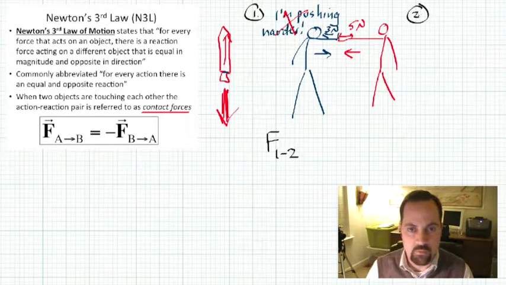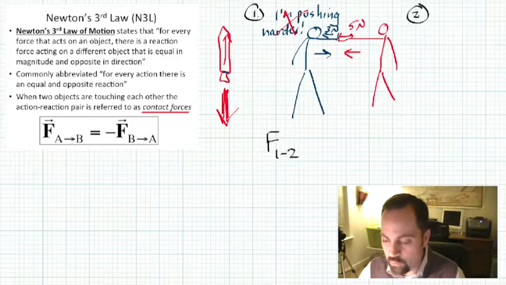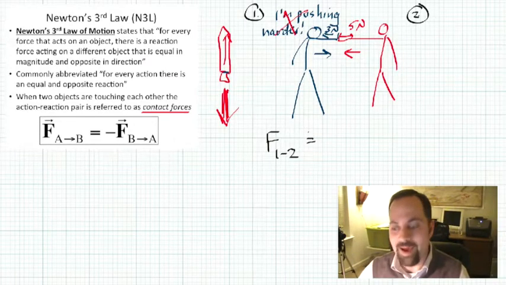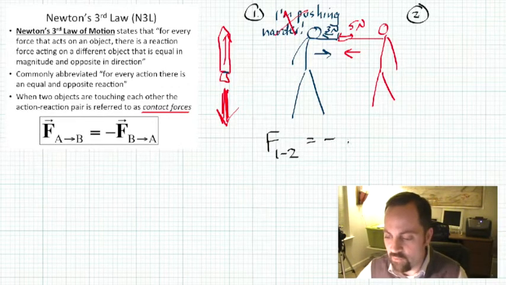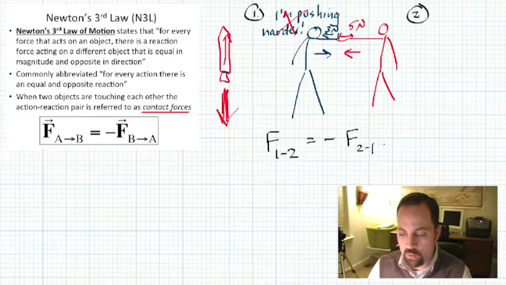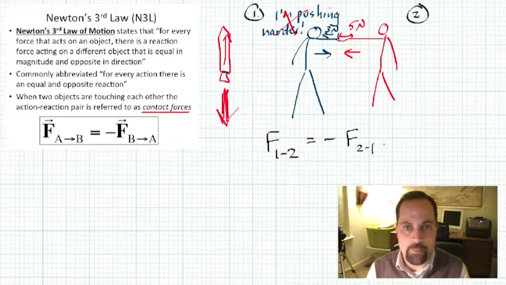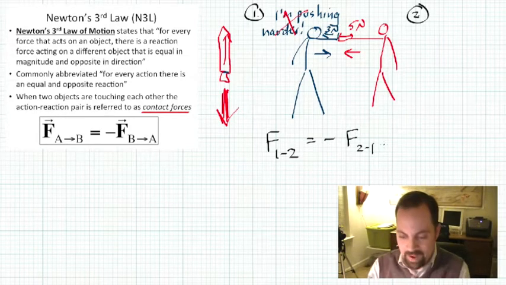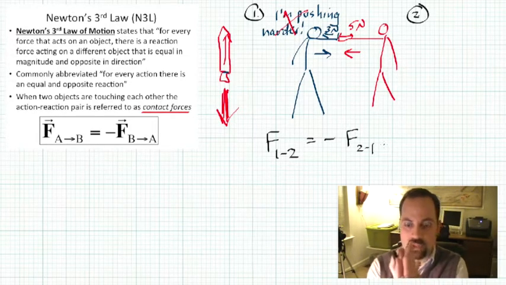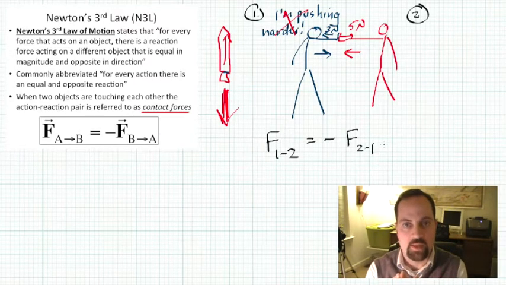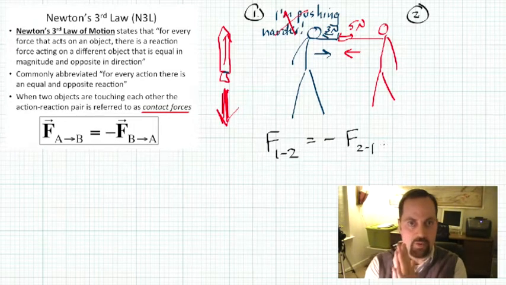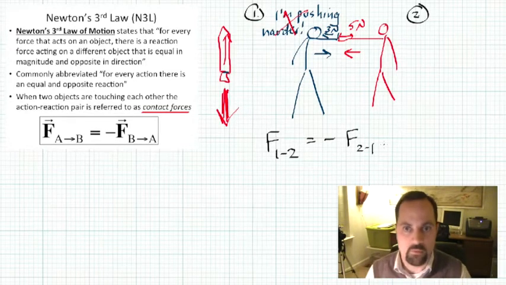The force from person one to two is equal to the opposite, or you might say the negative, of force two to one. They're going to be equal forces, but opposite in direction. That contact surface is one contact surface. You can't have two different forces on one single contact surface. Know that those forces are going to be equal. Each person is going to feel the same amount of pressure on their hand, just in different directions.